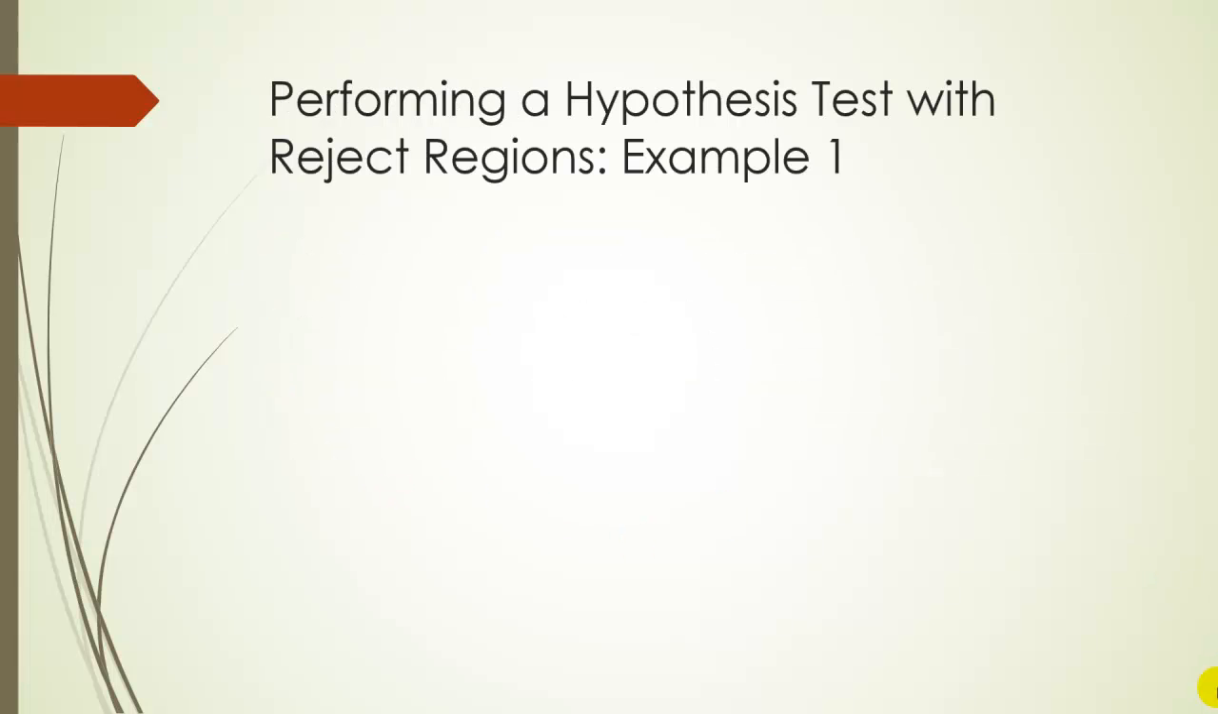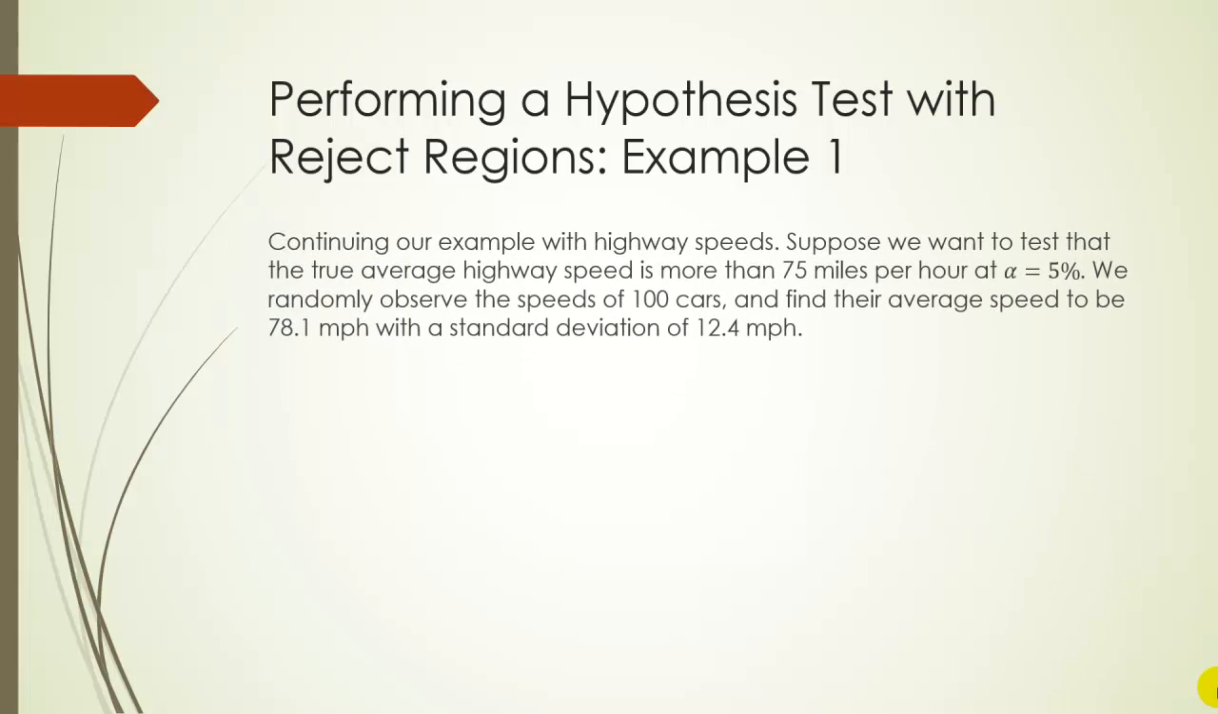Okay, so that's performing a hypothesis test with rejection regions. Let's just do an example. Let's continue our example with highway speeds. Suppose we want to test that the true average speed on the highway is more than 75 miles per hour, and we want to test this at an alpha value of 5%, or 0.05. We observe a random 100 cars to test this claim, and find the average speed of those 100 cars to be 78.1 miles per hour, with a standard deviation of 12.4.